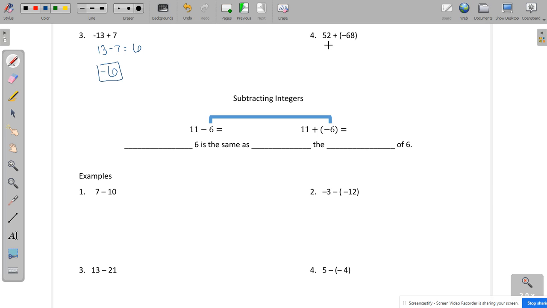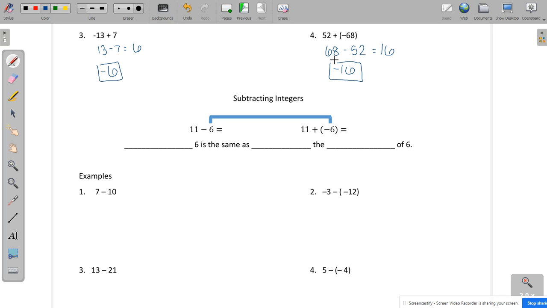And then number 4, 52 plus negative 68. We have opposite signs, so we're going to subtract. Larger number, 68 minus the smaller, 52. We subtract, we get 16. Then which number is larger, 52 or 68? 68 is larger, so we take the sign.